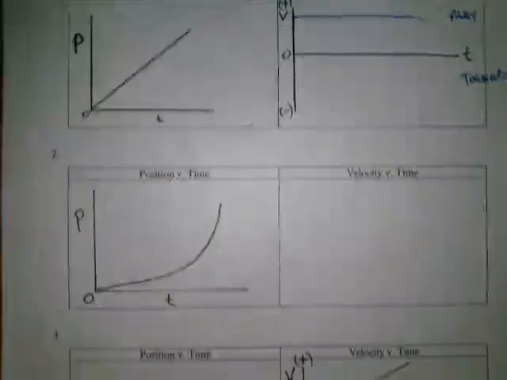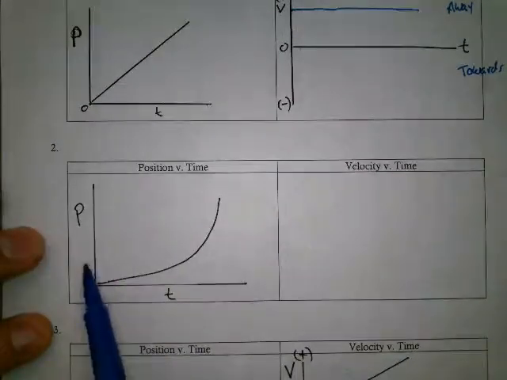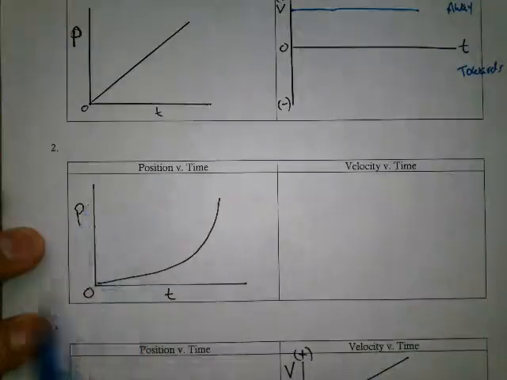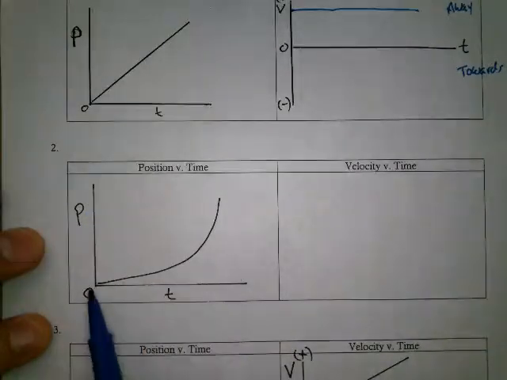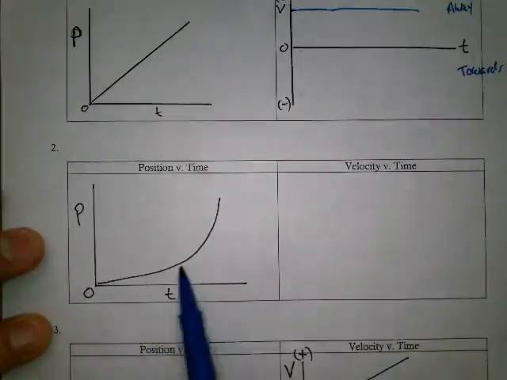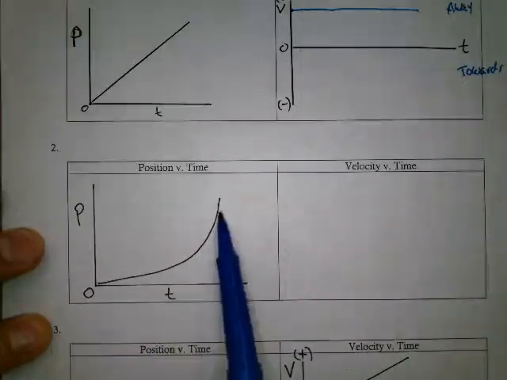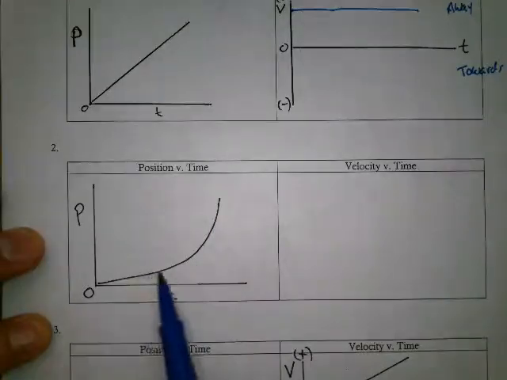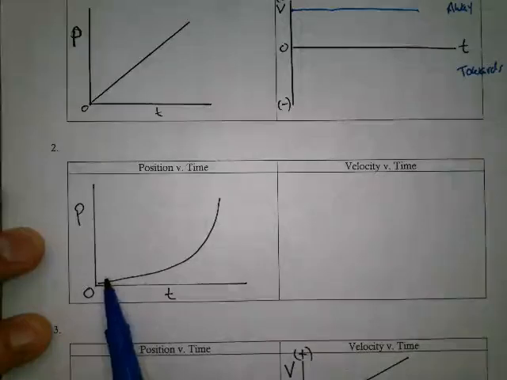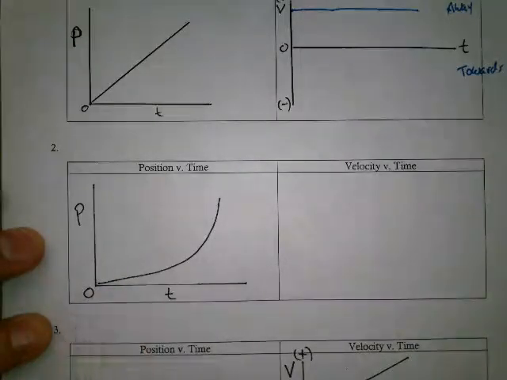Number 2, if I look at this one, the position versus time graph, I can see that it's moving away from the origin, so it's going up the position axis. And it's starting at a gentle slope, and as time goes on, it gets faster and faster. I can see that because the slope gets steeper and steeper. So we have an object that is accelerating. It is going faster and faster with time, and it's moving away from the origin.